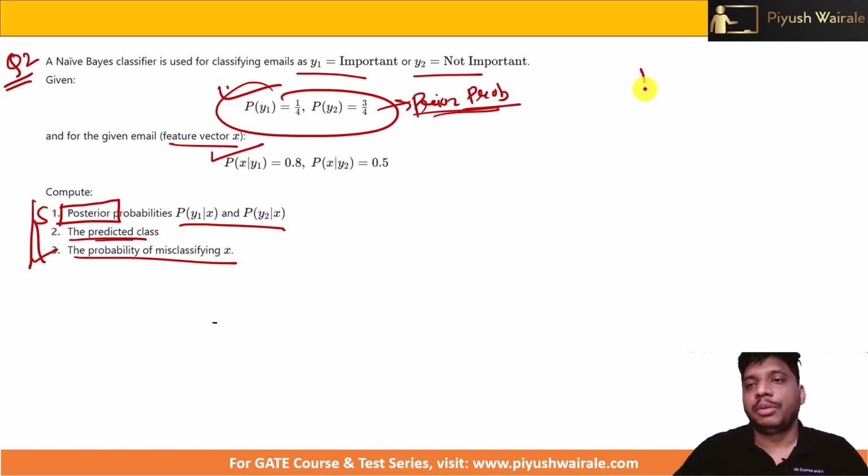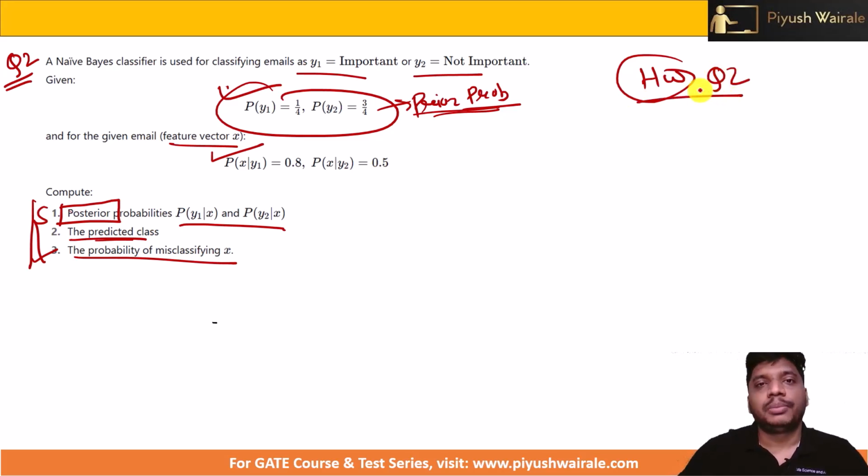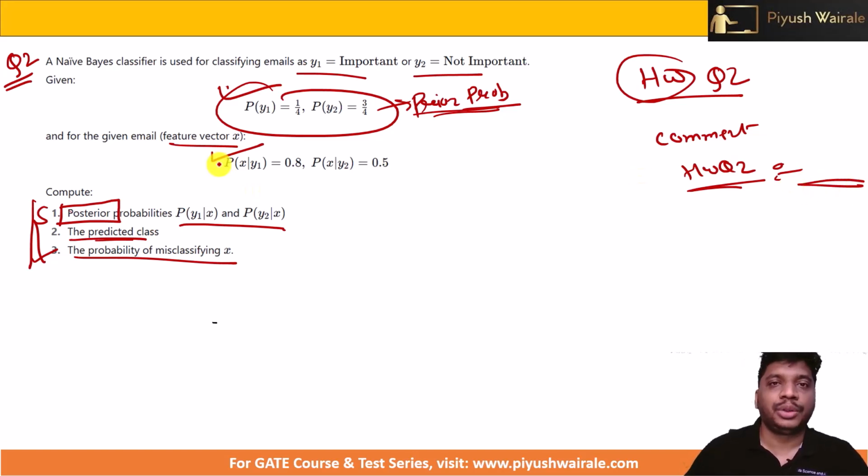Okay. So this will be a homework question. So question number 2, homework. First please solve this particular question and then you can continue with the video. Please try to solve this question and comment your answer below. That is the homework question, question number 2, and you have to mention your answer here.